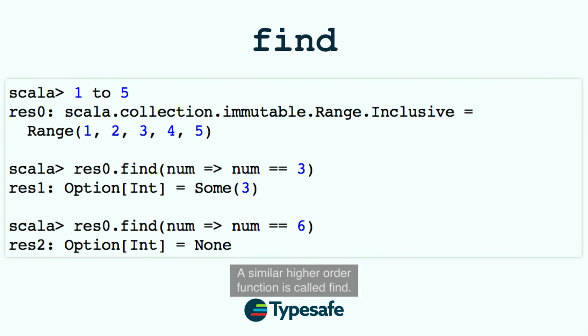A similar higher order function is called find. And if I have the values 1 to 5, and I say find the value if I have 3 in my predicate, it's going to return an option of a value because find is making the lack of assertion that I know the value is there. If it is not found, it returns none.